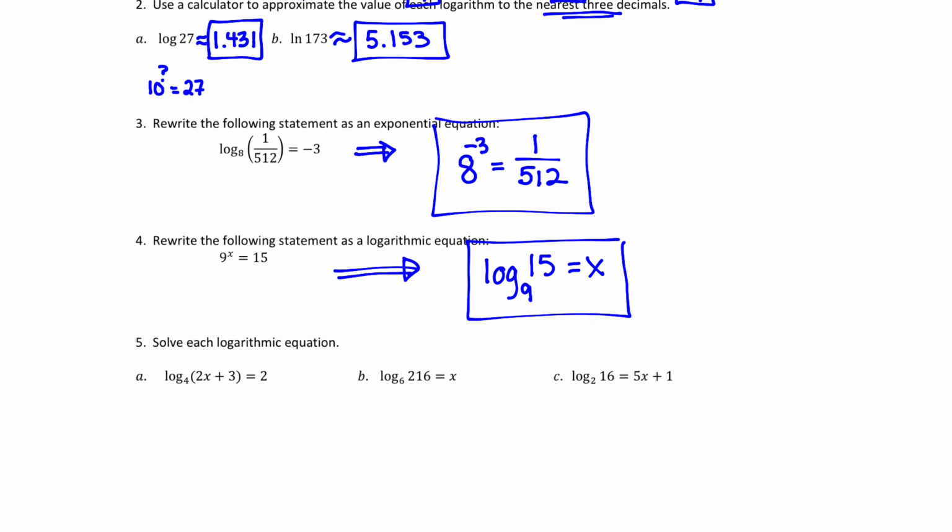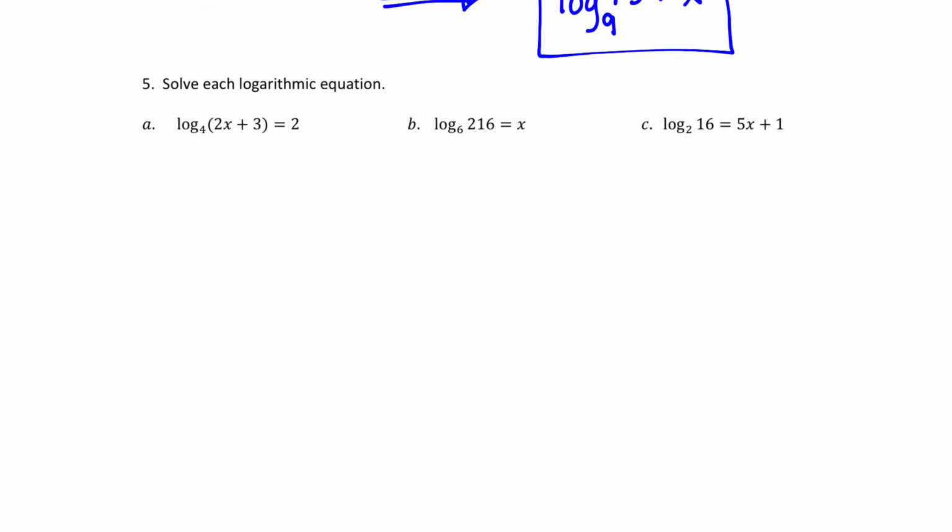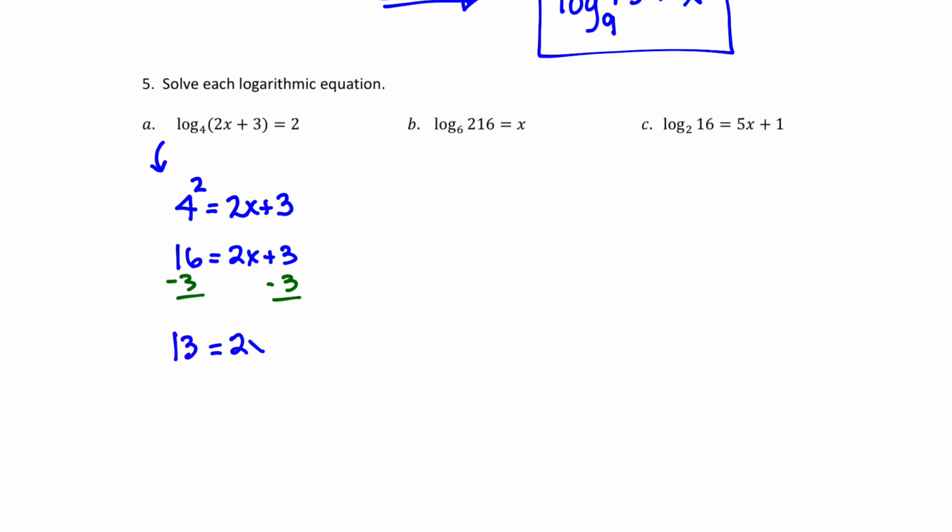So now we move on to our warm-up here. Log base 4 of 2x plus 3 is 2. The first thing is I take every logarithm equation and rewrite it as an exponential equation. So I would say 4 to the 2 equals 2x plus 3, and then I would solve. Ella, did you solve that? X equals 13. Let me solve this really fast to make sure I get what you get. You said 13 equals 2x, so 13 over 2 is x. So x is 13 halves. Guys all got 13 halves?